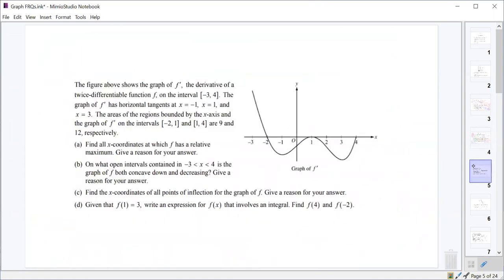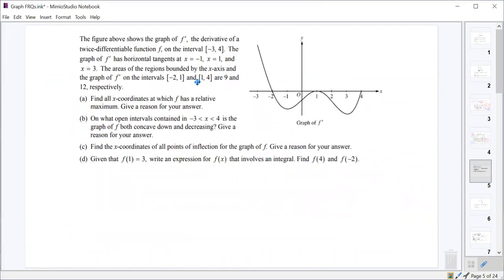Let's look at the next one. I asked you guys to do this one already, right? Yeah. Okay. Cool. So a couple things this one tells us. First off, we've got f prime as our graph, and it's the derivative of the twice differentiable function f from -3 to 4. It's got horizontal tangents at -1, 1, and 3. So we know that these are local mins and maxes. We also know that this area from -2 to 1 is 9, and this area from 1 to 4 is 12.